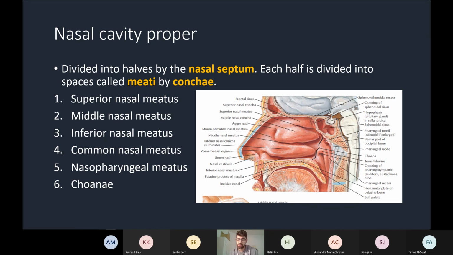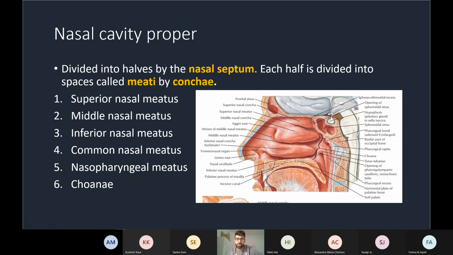The way to describe it is that it's the narrow space between the medial borders of the conchae and the nasal septum. Just remember that from this view, we can't see the nasal septum. The nasal septum has been removed, and we're looking behind the nasal septum in this mid-sagittal section.